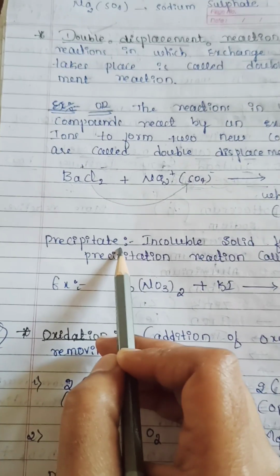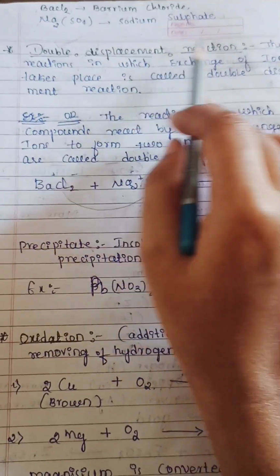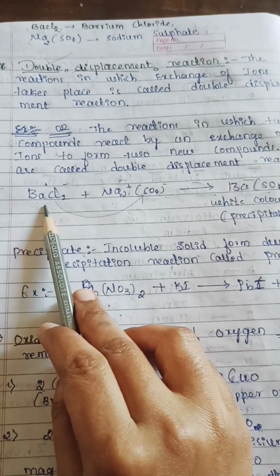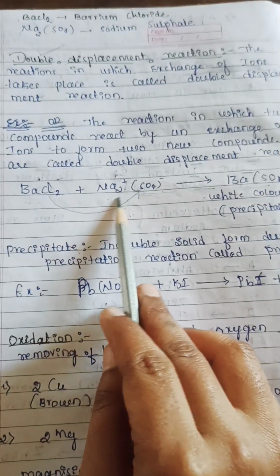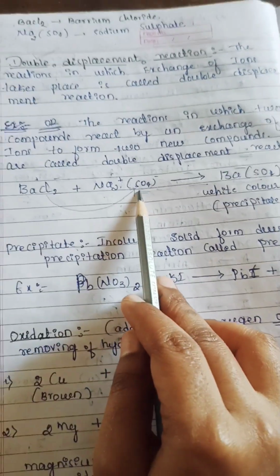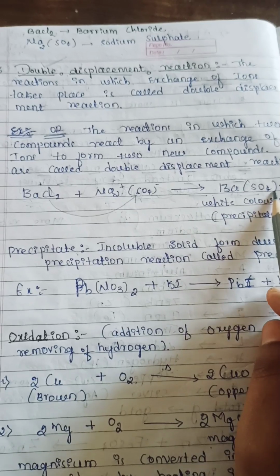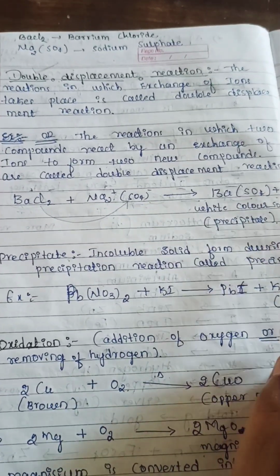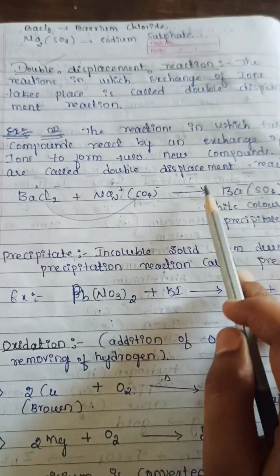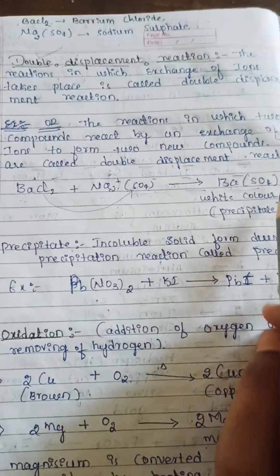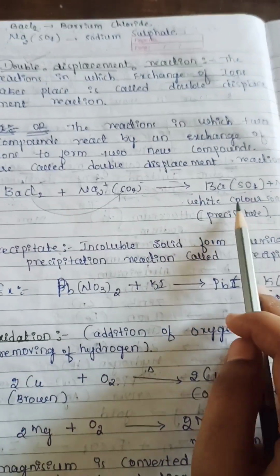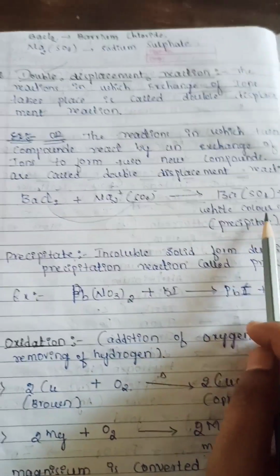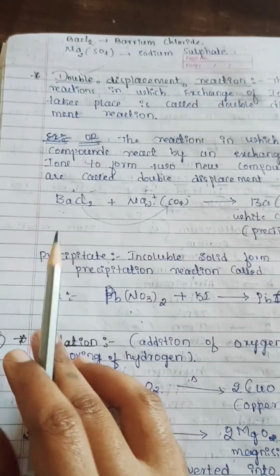Precipitate reaction. So what is a precipitate reaction? During a double displacement reaction, we'll get a precipitate. When BaCl2, barium chloride, reacts with Na2SO4, sodium sulfate, we get BaSO4, barium sulfate, which is a precipitate. What does precipitate mean? It is an insoluble solid, not soluble completely, formed during the precipitate reaction. That is what we call a precipitate or precipitate reaction.